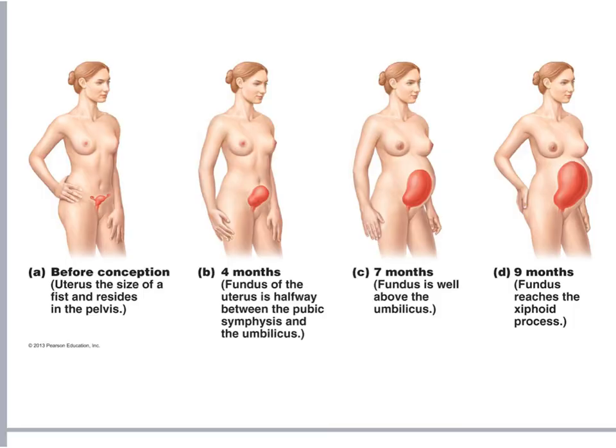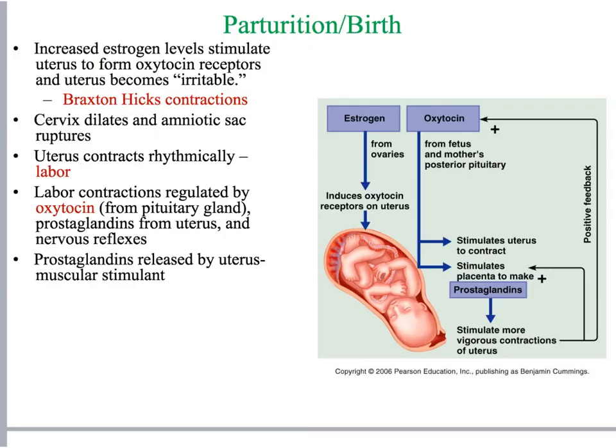Here's just another image from your textbook showing what the uterus looks like before conception. And then, of course, at 9 months, where we have the fundus of the uterus butting up against the xiphoid process, people, the xiphoid process. Now, parturition or birth is a complicated process. And if you're in Rachel Willard's class, please turn over to the mini lecture on parturition, which is the fancy name for birth or delivery.